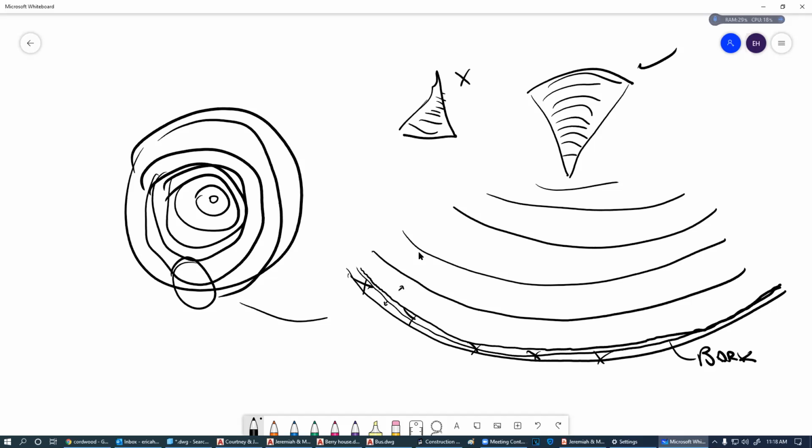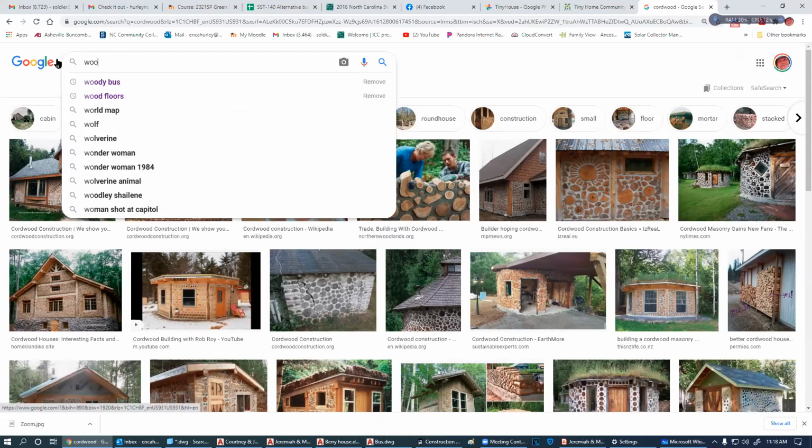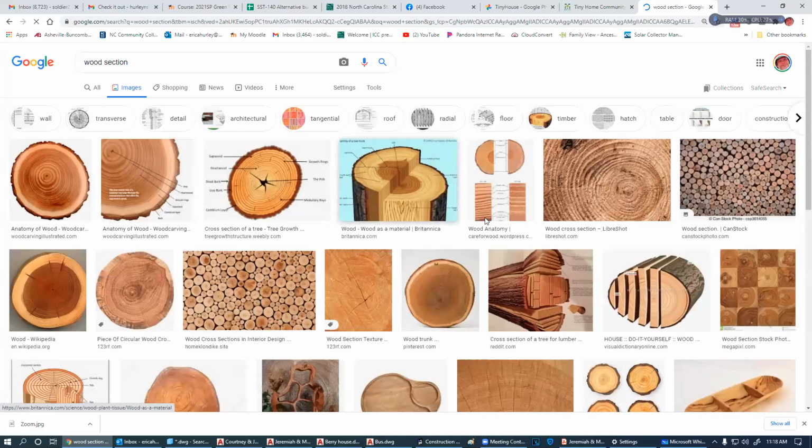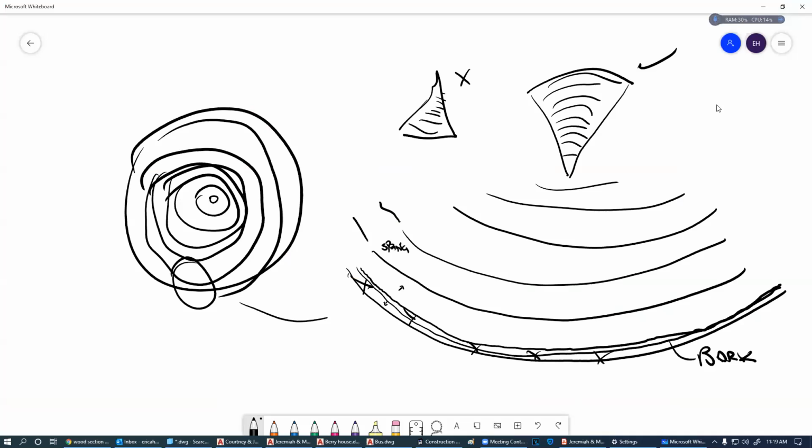Secondly, this is your spring growth, which is normally very fast growing. This portion of it here is the lighter color when you're looking at this wood. So you see these lighter colors right here, and then the darker rings. The darker rings are the summer growth.